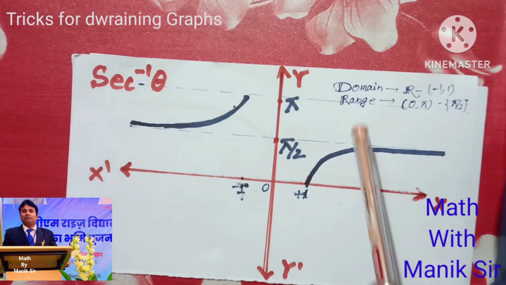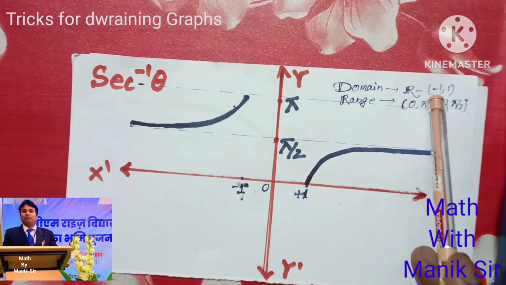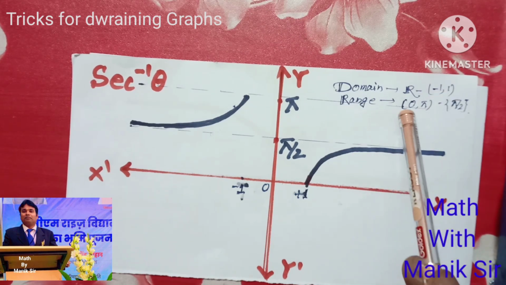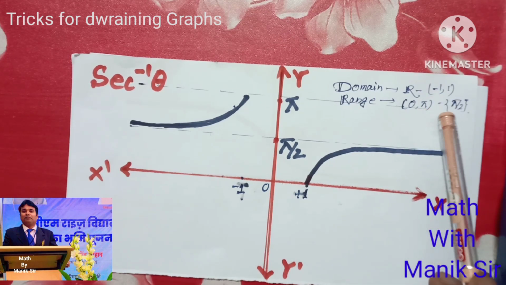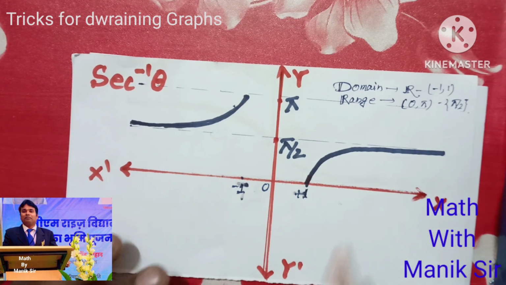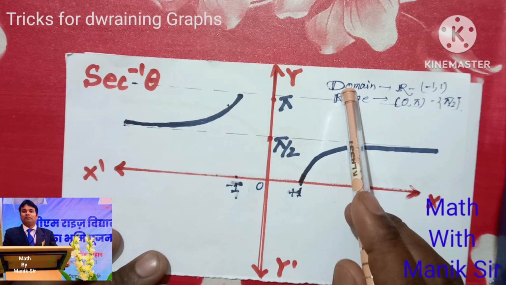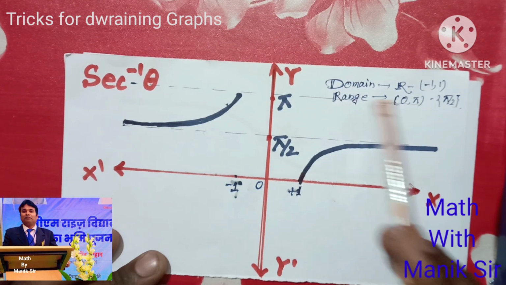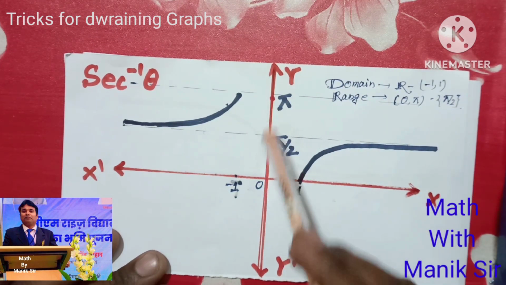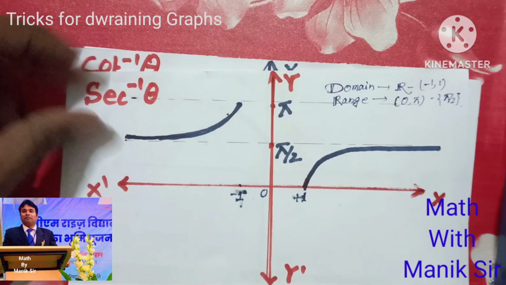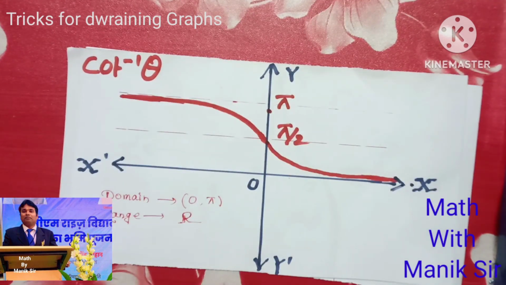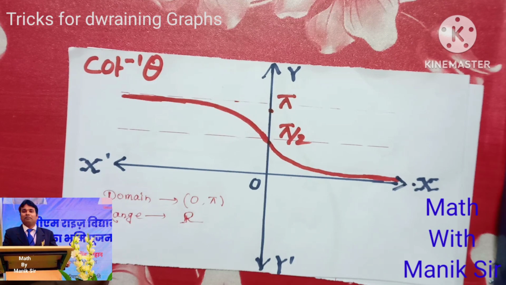That is, the domain of sec inverse theta is R minus the open interval minus 1 comma 1, and range is 0 to pi excluding pi by 2. So when you draw this type of graph, first you just make the range 0 to pi on the y-axis like this way. Okay. Next, the last one is cot inverse theta.